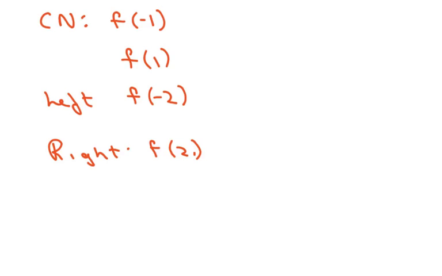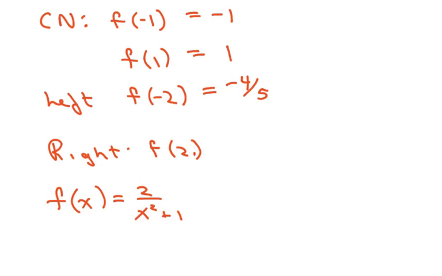So when I evaluate for -1, remember this is our function. Now for -1, I'm going to get -1. When I plug in 1, I get 1. When I plug in -2, I get -4/5. And when I plug in 2, I get 4/5.